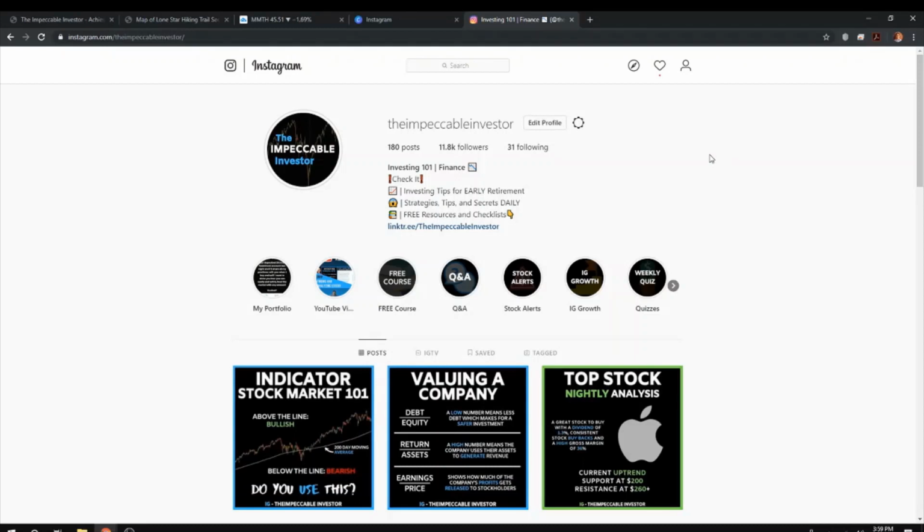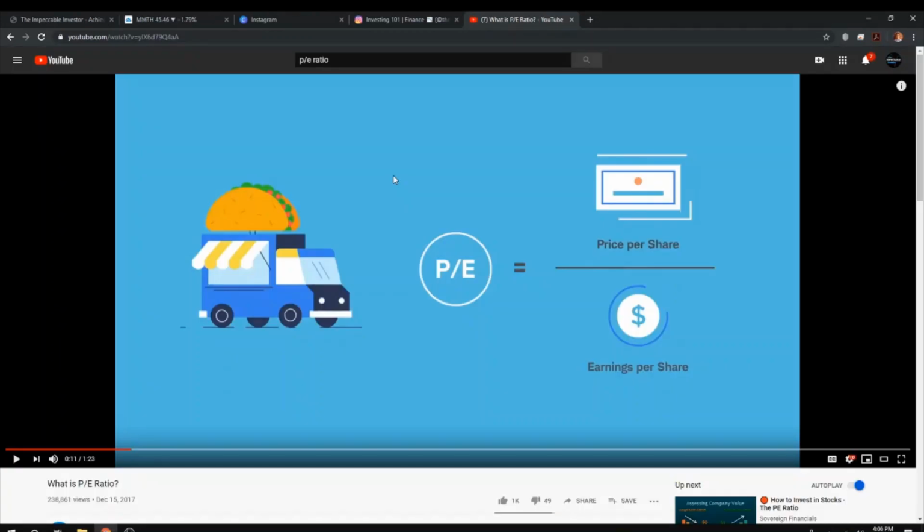And now we'll get into the video where we are discussing first the PE ratio. Alright guys, if you stick with me here, I will give you a great example after I quickly go over the formula and what exactly the PE ratio is. So if you can see here, the PE ratio is comprised of price per share divided by earnings per share.